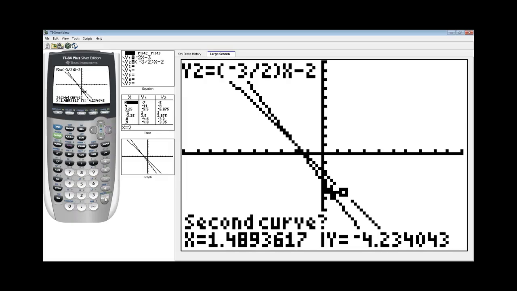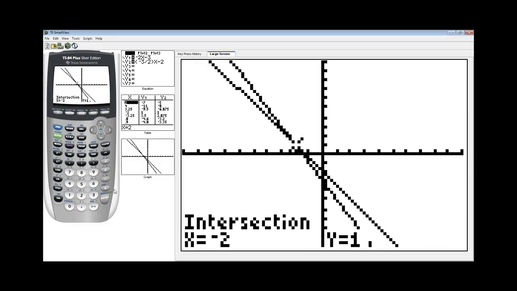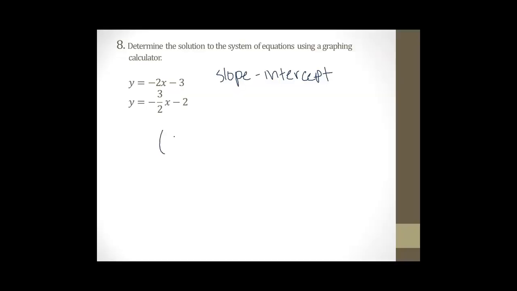So just press enter twice, and now it's saying, do you want me to guess? And I want to say, yes, I do. So you press enter, and so it tells you exactly the intersection point. So the intersection point is -2, 1. So you would write that as an ordered pair. Like this.